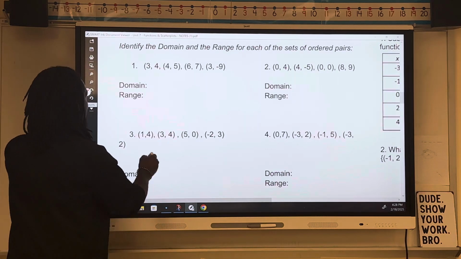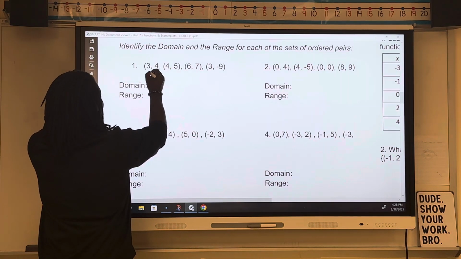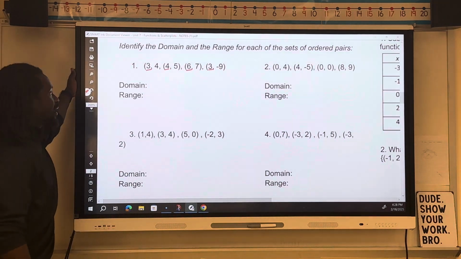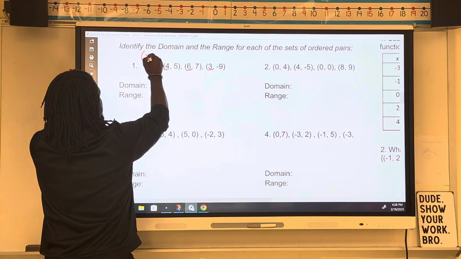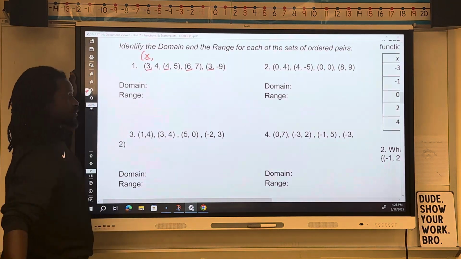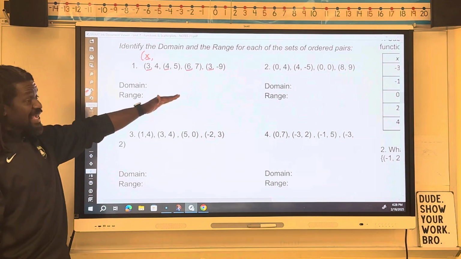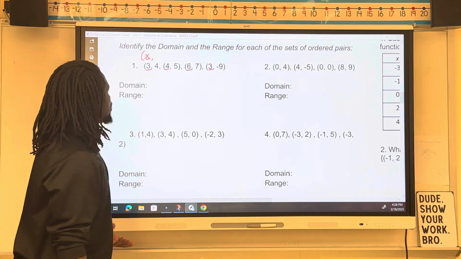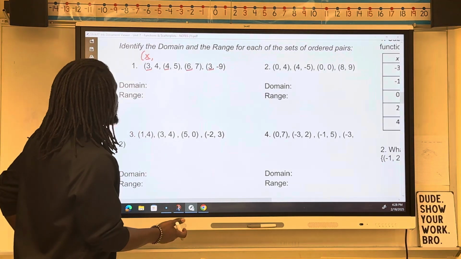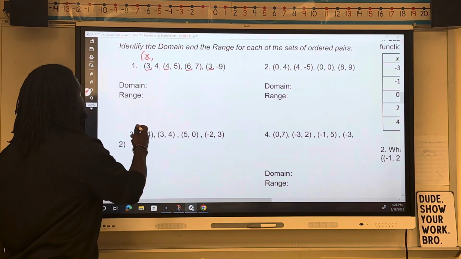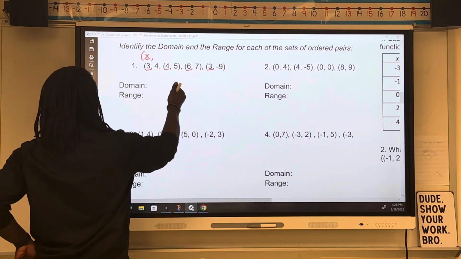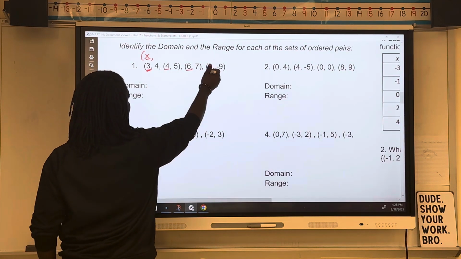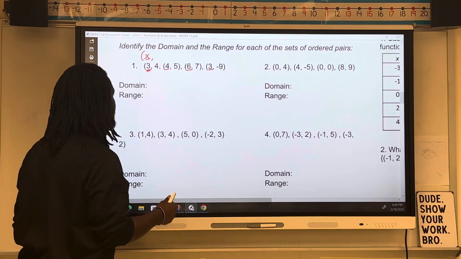Let's look at the domain. Again, the domain refers to all of the X values. One way you'll see me do it is I'm just going to underline those. Those are all of the X's. And then to write the domain, I'm just going to list them out. I do want to list them out in numerical order, and I don't have to repeat. If I have two numbers that repeat, I don't need to put both of them. I can just put it the one time.